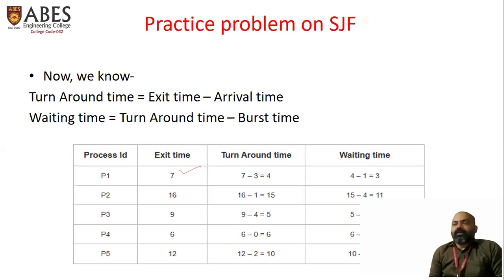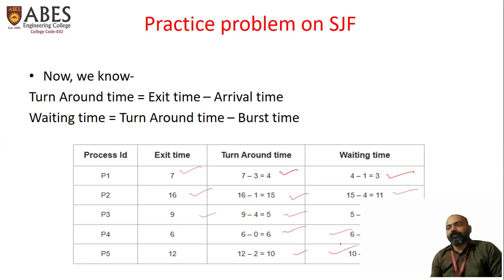So first we write exit time from the Gantt chart. Then calculate the TAT. What is TAT? TAT equals exit time of the individual process minus arrival time of the individual process. When we get TAT for an individual process, then we calculate waiting time for that process, which will be TAT minus burst time. In this manner, we will get individual TAT and WT for a particular process. We will apply the same logic to find individual TAT and WT for all the processes.